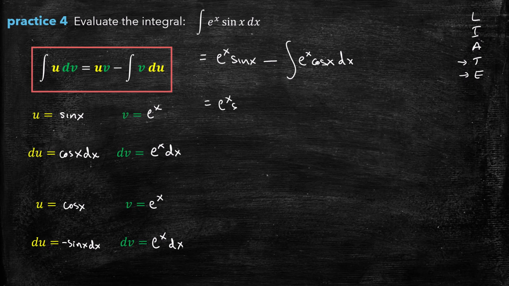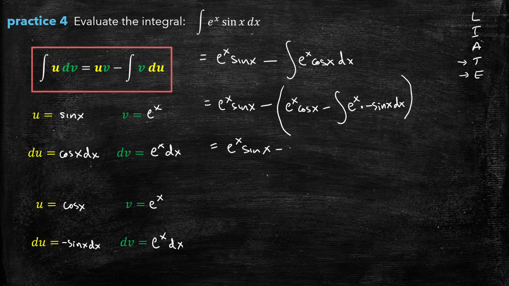So e to the x sine x minus, and then I'll have a big old parentheses here. So uv e to the x cosine x minus the integral of v e to the x du, which is negative sine x dx. So let me tidy that up a little bit. Minus e to the x cosine x, and then minus, still minus. Wow, we really are going around in circles, it seems, because we're back where we started, almost. Now, if we notice, though, this is interesting, the thing that we're trying to find, we have that same integral on the other side here.